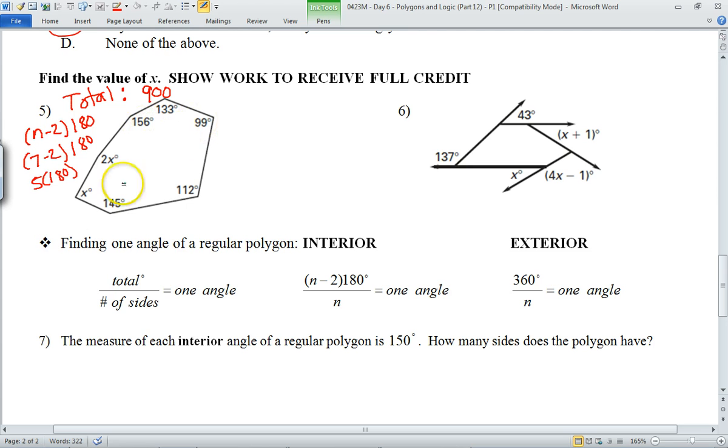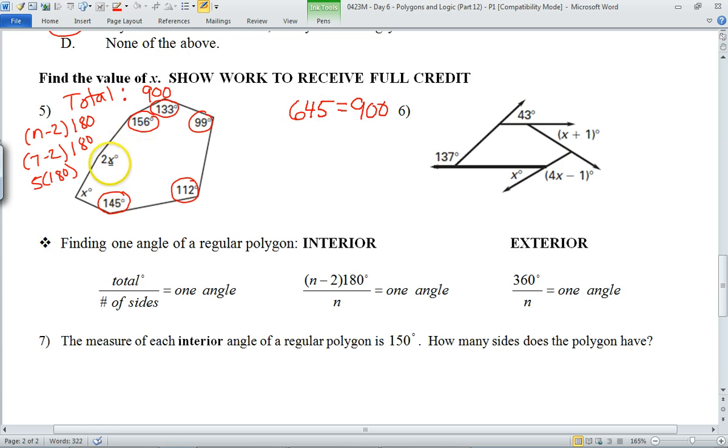So let's make an equation. Let's start by adding up all of the constant terms. Okay? 1, 2, 3. Take those 5 numbers and add them up for me, please. 645. 645. So the constant terms add up to 645.